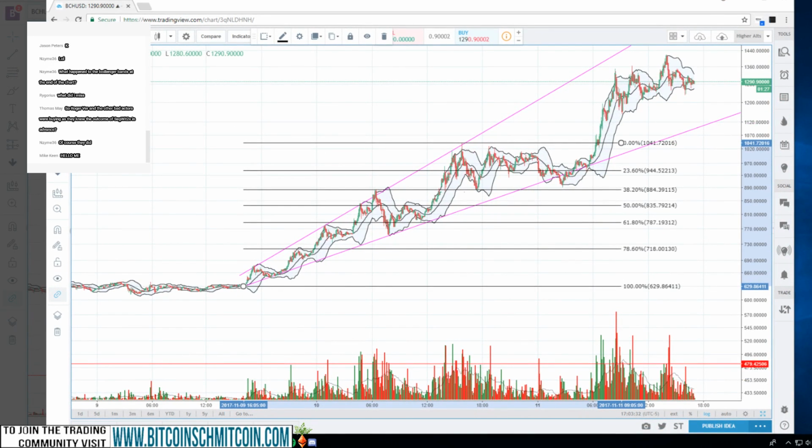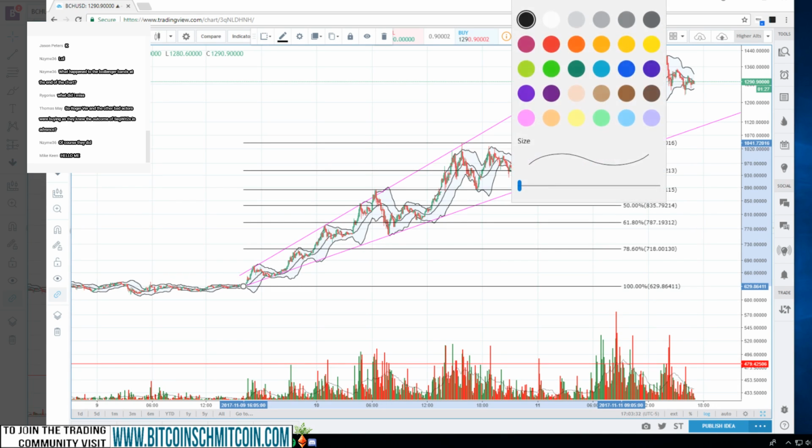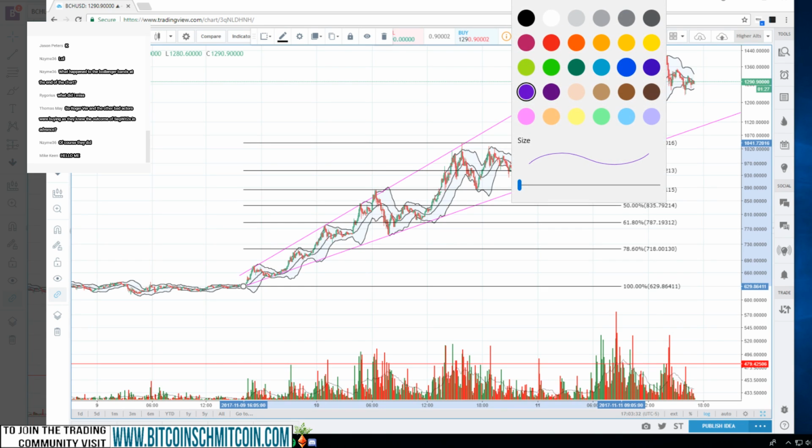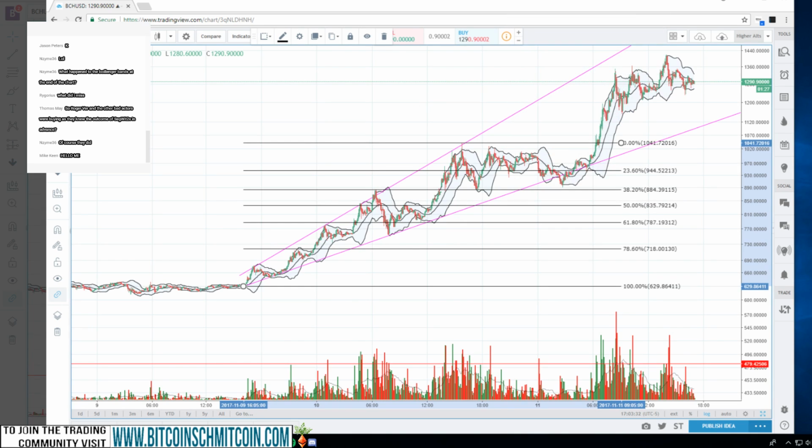So we see this bull pennant here, from here. Let's get the different color going. Blue? Yeah. So we see a nice bull pennant here. It breaks out in here, and then it continues this bullish path here. And so now that's what we're seeing right now, right? So we see this bull pennant here.